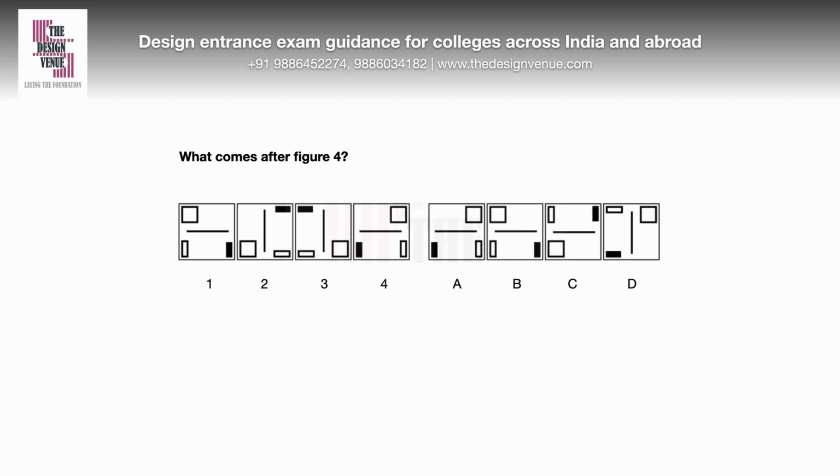Here, from step 1 to 2, the figure is rotated 90 degrees anti-clockwise and then flipped about the vertical axis in step 3. The pattern repeats with the figure rotating 90 degrees anti-clockwise in the fourth step. This means that the figure would flip about the vertical axis again. So, the correct answer is option B.